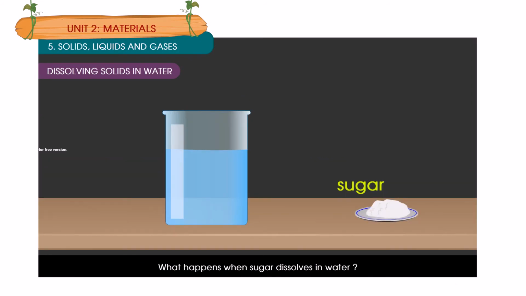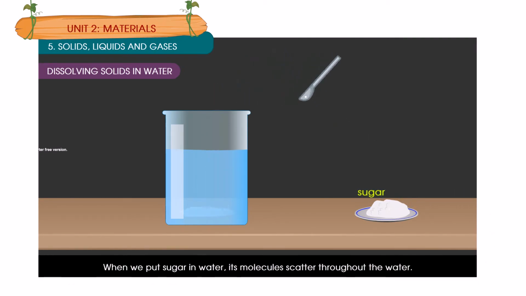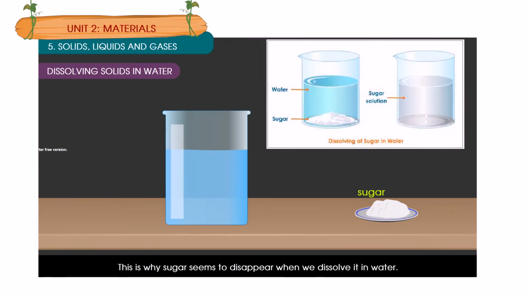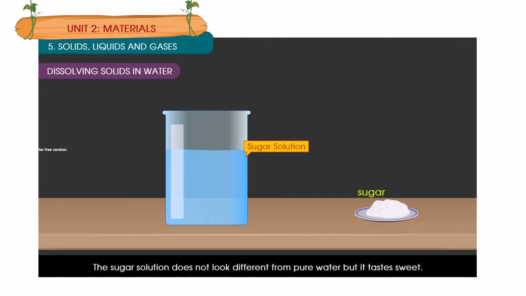What happens when sugar dissolves in water? When we put sugar in water, its molecules scatter throughout the water. They occupy the empty spaces between the molecules of water. This is why sugar seems to disappear when we dissolve it in water. This sugar solution does not look different from pure water, but it tastes sweet. Now let us compare the volume of the solvent and the solution through the following activity.